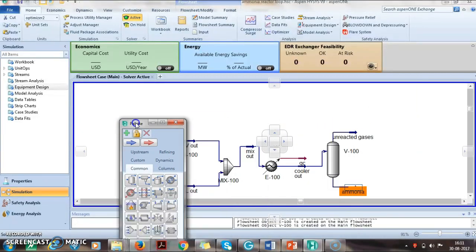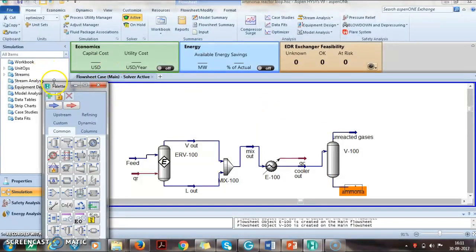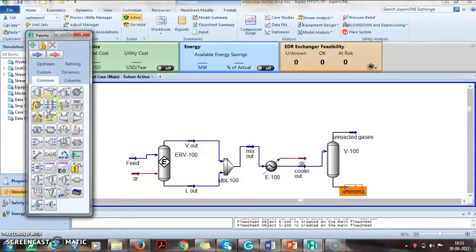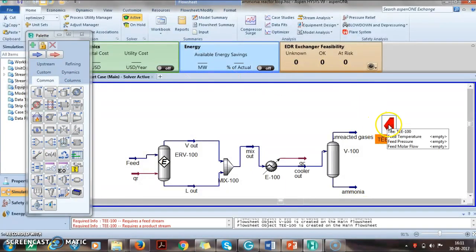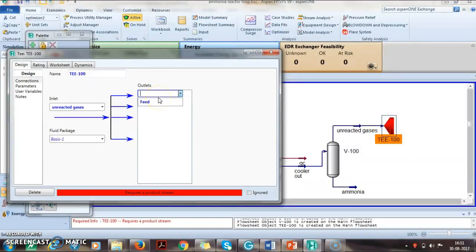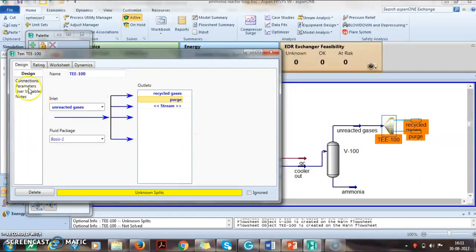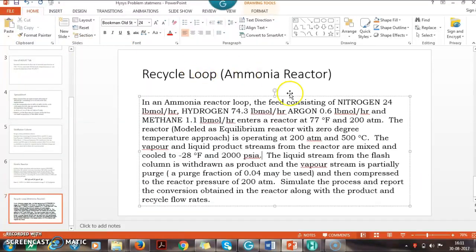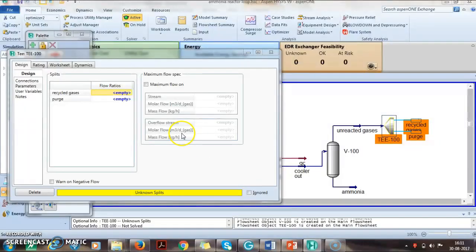purge some portion so that the inerts like nitrogen, argon, and methane don't get built up. So let us take a T. This T will have the input as your unreacted gases. One output is recycled gases and the other is purge. We go to parameters, and since it is said that 0.04 fraction is purge, we write here 0.04. So 96% is sent to recycle.